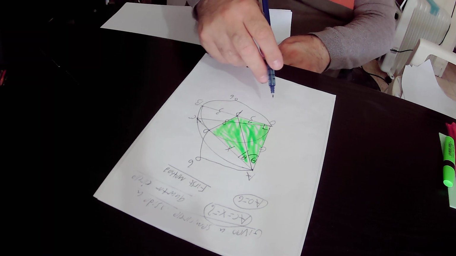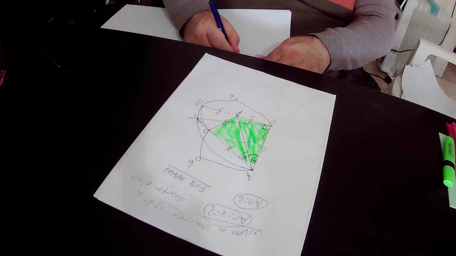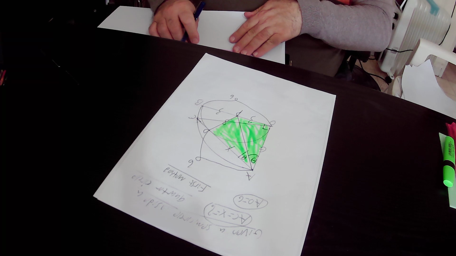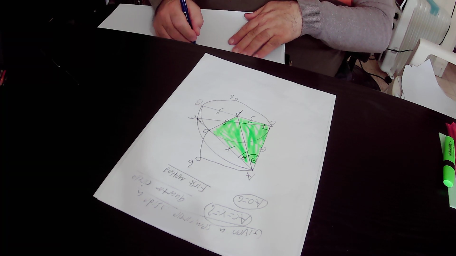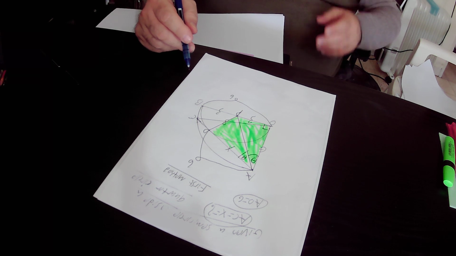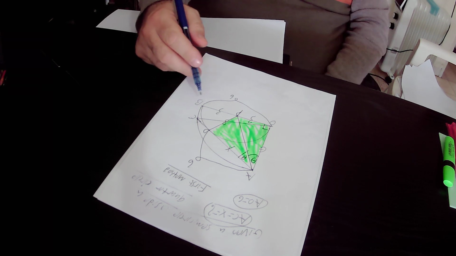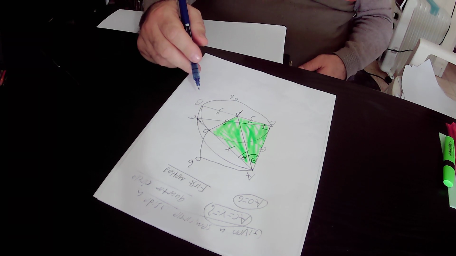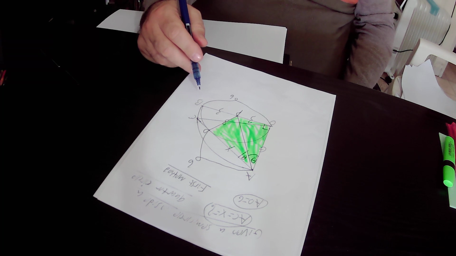Side AO equals 6 units according to what is given in the question. And what is the length of side OC? O is the center of the quarter circle. C is a point on the quarter circle itself. And this is exactly the definition of a radius.